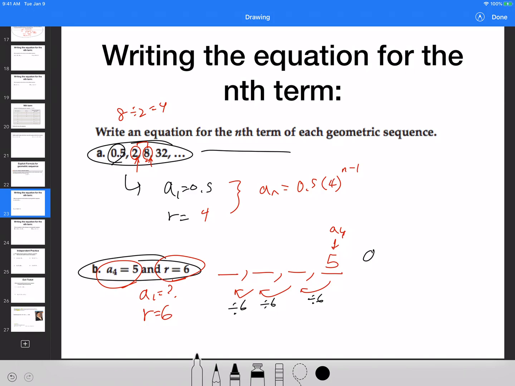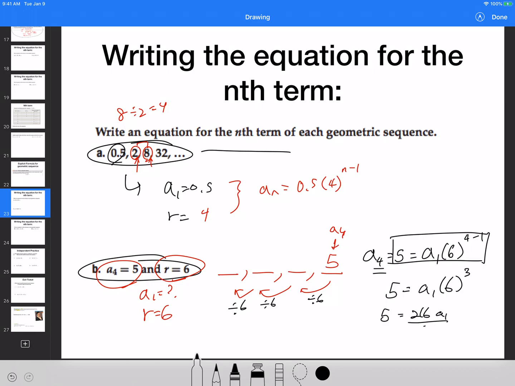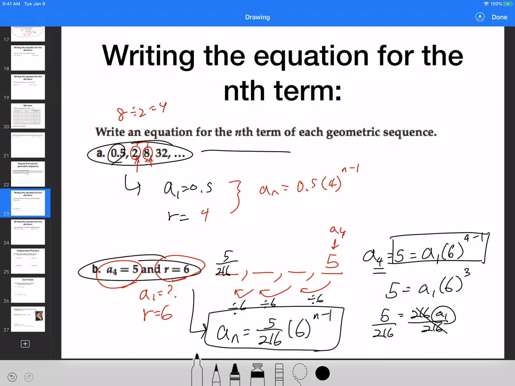Or I could do a sub 4, which is 5, is equal to a sub 1 times the common ratio to the power of 4 minus 1. Because that's the explicit formula when the n value is given to me. So 5 is equal to a sub 1 times 6 to the power of 3. Well, 6 to the power of 3 is 216, times a sub 1. Divide both sides by 216, and there we go. I have a sub 1. Now, I know it's not a really pretty fraction, but that's just the way it's going to be. So my final answer here, the explicit formula, is a sub n equals 5 over 216 times 6 to the n minus 1. That would be my final answer.